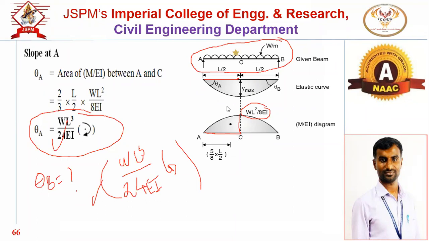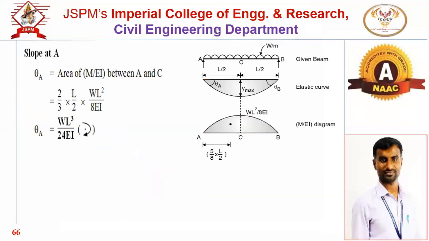See the loading. Loading is symmetrical. Reactions will also be the same. So slope at A will be clockwise WL cube by 24 EI, and at B it will be the same but in the opposite direction, WL cube by 24 EI, but that will be anti-clockwise due to the symmetrical loading conditions. Due to the symmetrical loading conditions, slope at A is equal to slope at B, and it will act in the opposite direction.